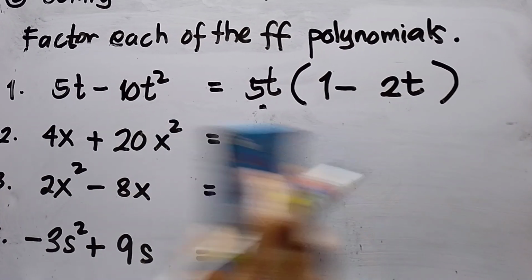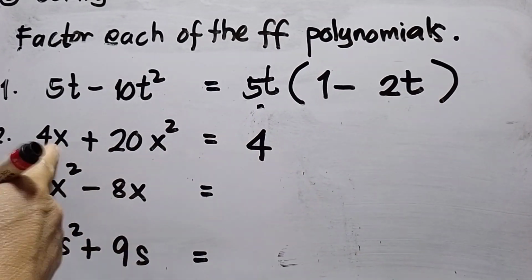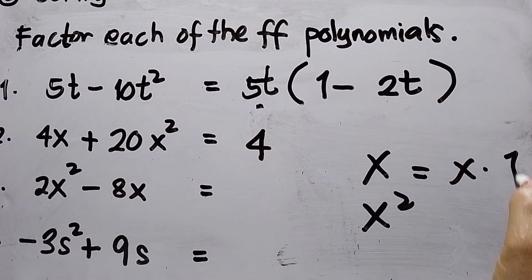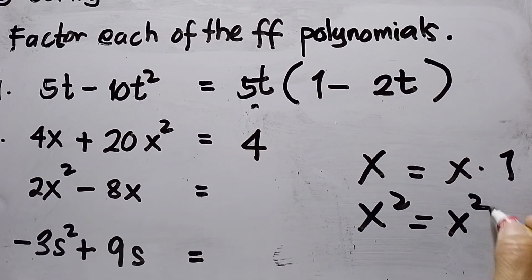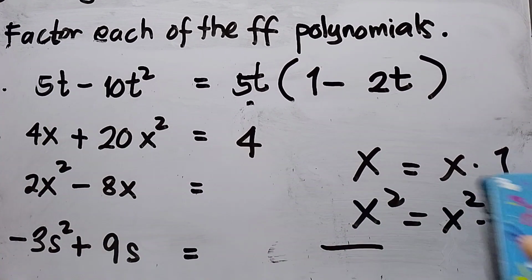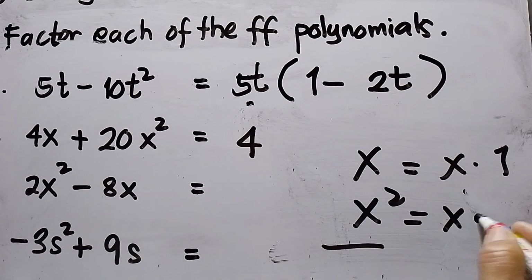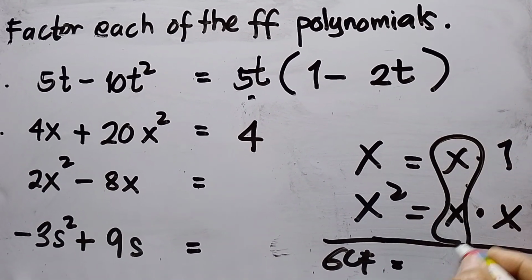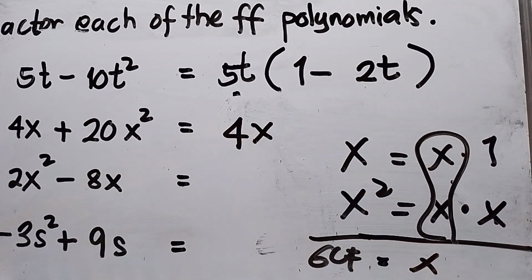So I have here number 2. So this will be 4. Then how about x and x squared? x and x squared. So this will be x times 1, and this will be x times x. So the GCF will be x. So this will be 4x.